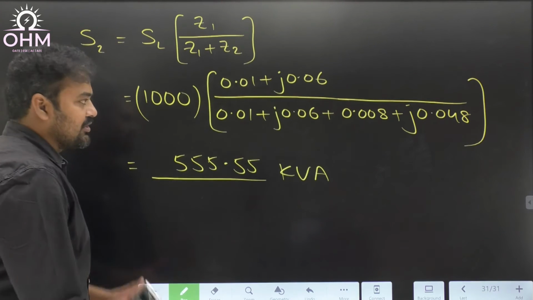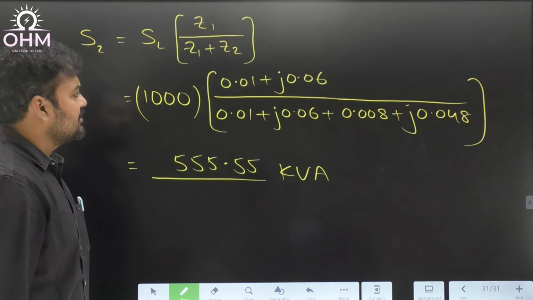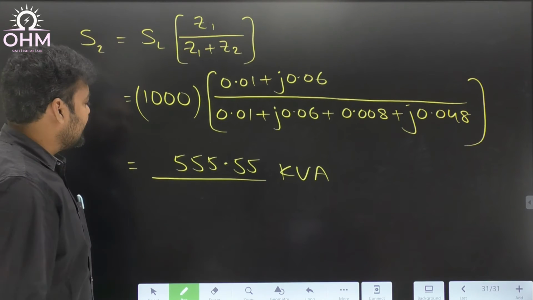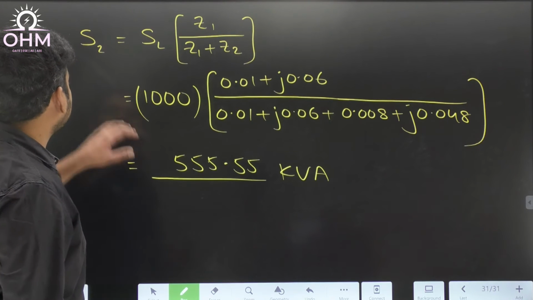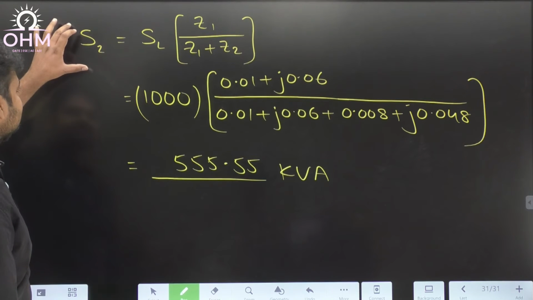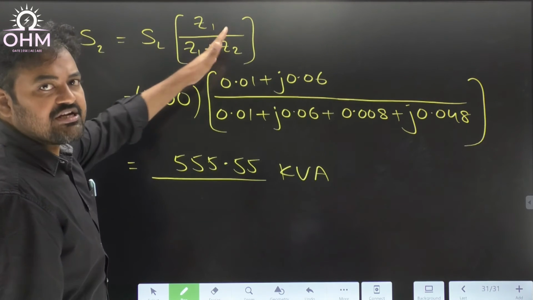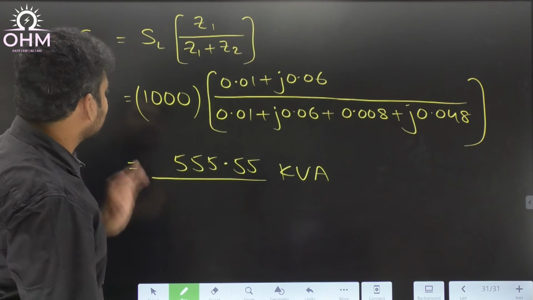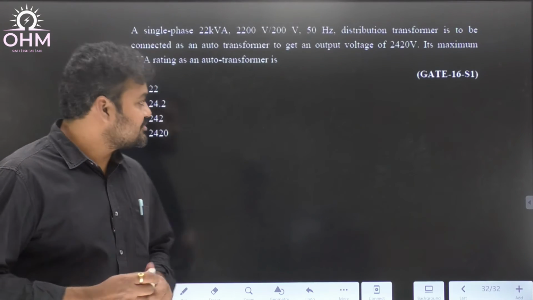I'm getting 555.55 kVA. Please check this calculation and just verify. Okay, I am getting 555.55 kVA. Suppose I ask you to calculate the load shared by the first transformer: then total load power into Z2 by Z1 plus Z2, opposite impedance by total impedance, will give you the correct answer. All right, let's move to the next question.